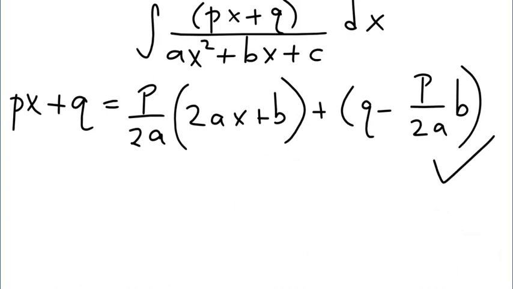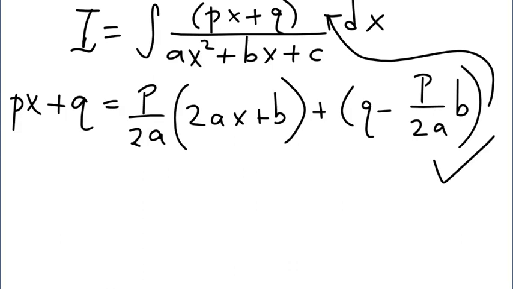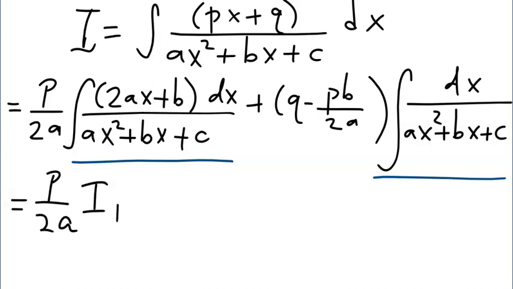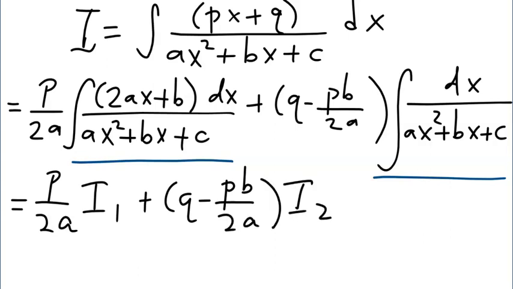And substituting this line in here, we can break the original integral, say the original integral is I, into two integrals. This and that. Now let's call the first integral I1, so you can write the first term quite simply as I1. And let's call the second integral I2. So pb over 2 little a I2.